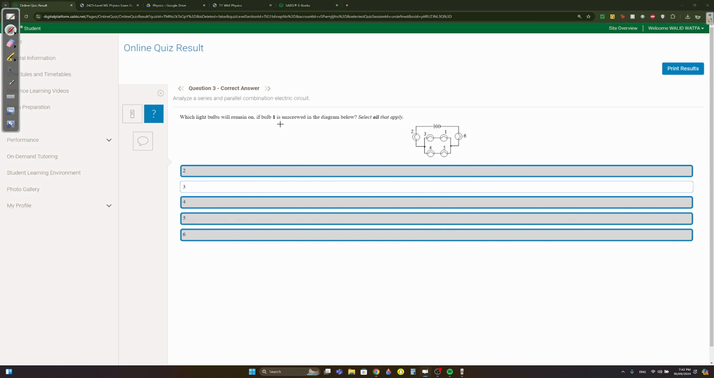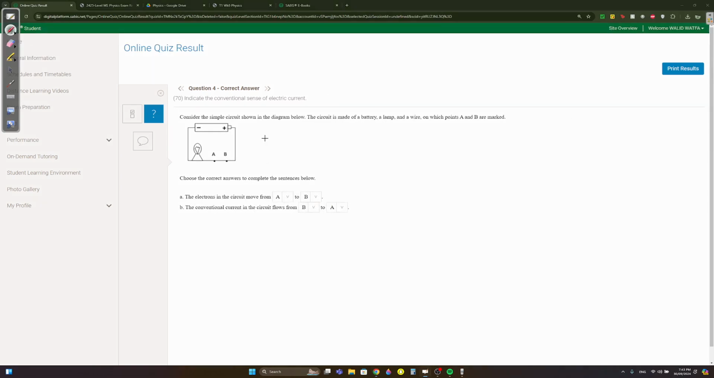Okay, if bulb 1 is unscrewed, what will remain on? Let's see, bulb 1. Remember, the only time you'd ever have something turn off if you unscrew something else is when that something is connected in series. What is 1 connected in series with? It's connected with 3. So the only thing that's going to turn off in this case is 1 and 3. What's going to remain lit? They're saying which is going to remain on? 2, 4, 5, 6. Super easy.